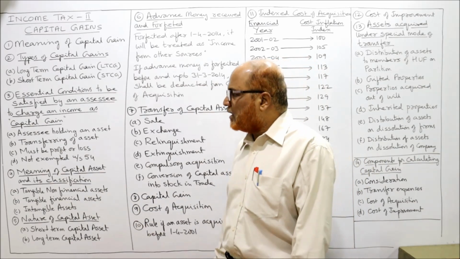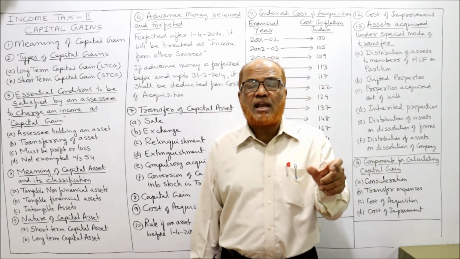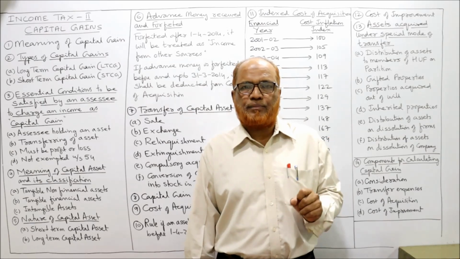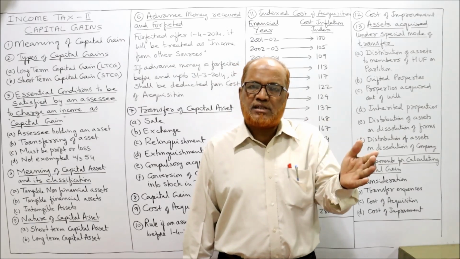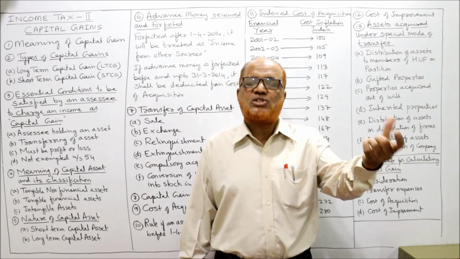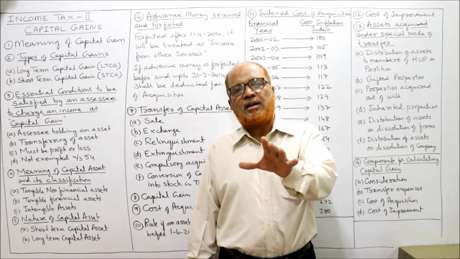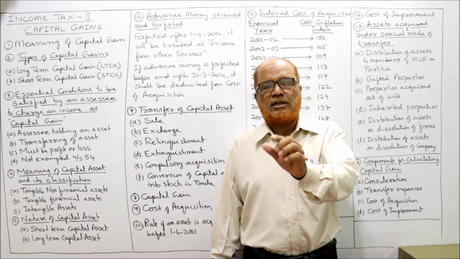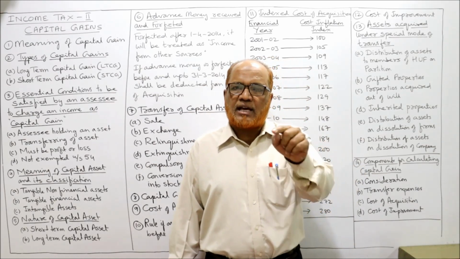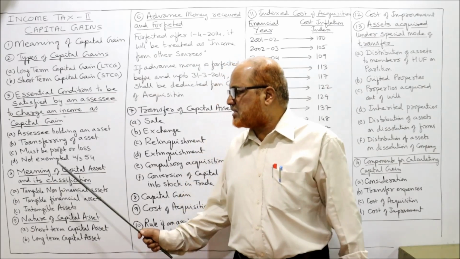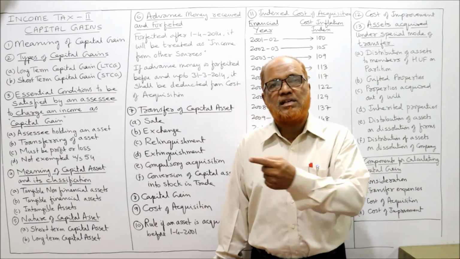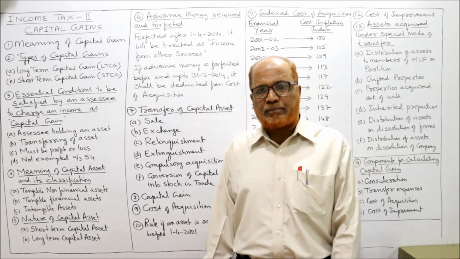Secondly, transfer of asset. During the relevant previous year, relating to the current assessment year, the assessee must transfer the asset. For example, current assessment year 2019-20, previous year 18-19. During the year 2018-19, the assessee must transfer the asset. Then only the gain arising is taxable under income from capital gain.